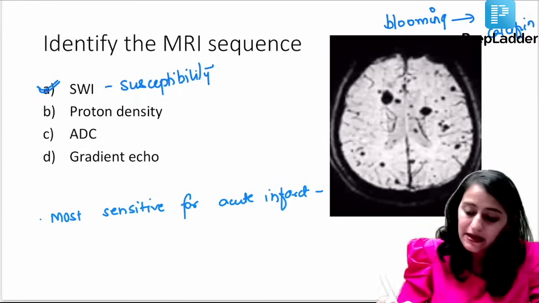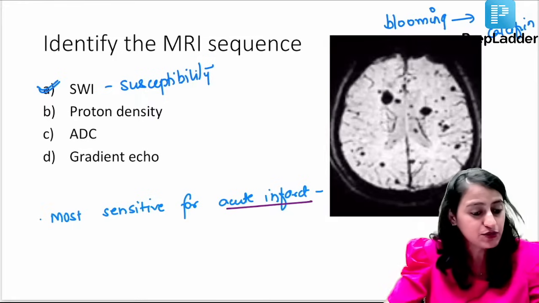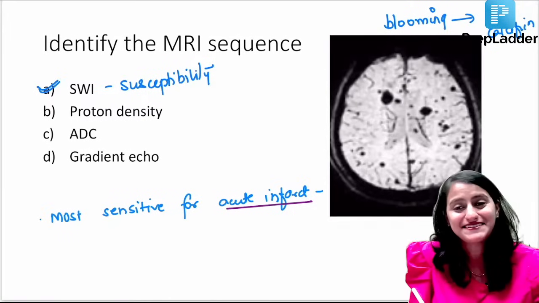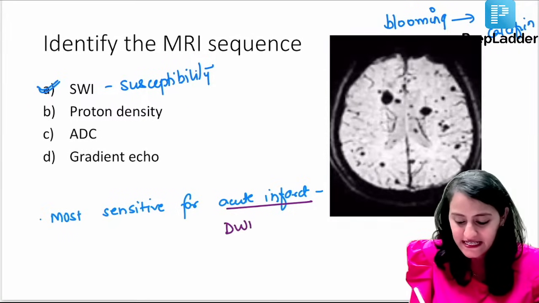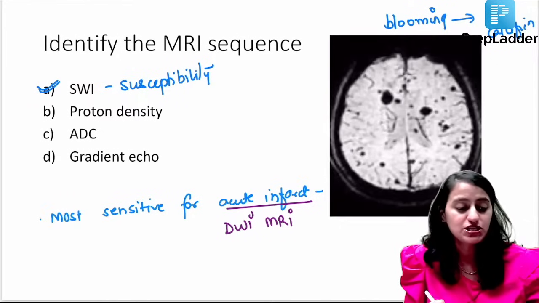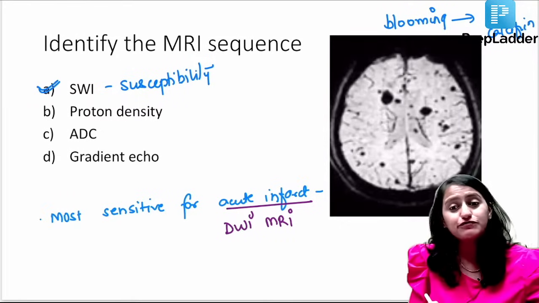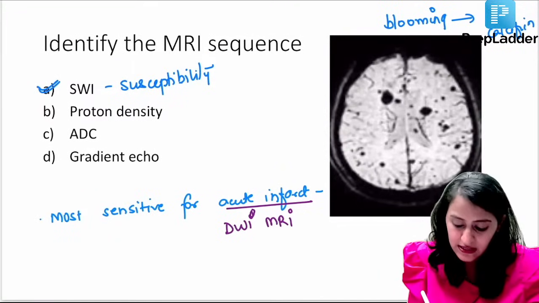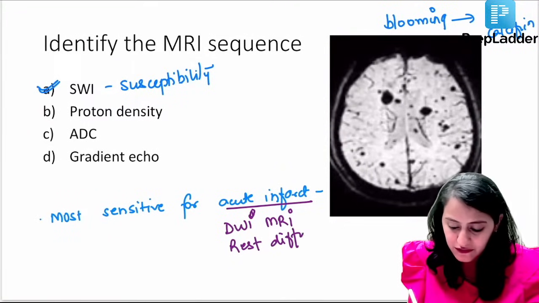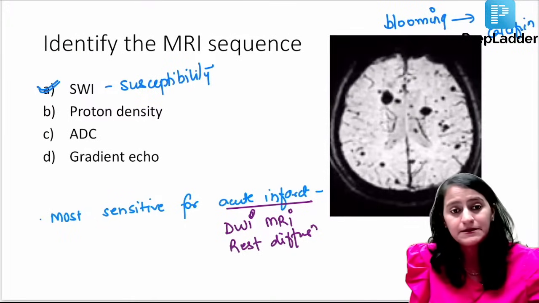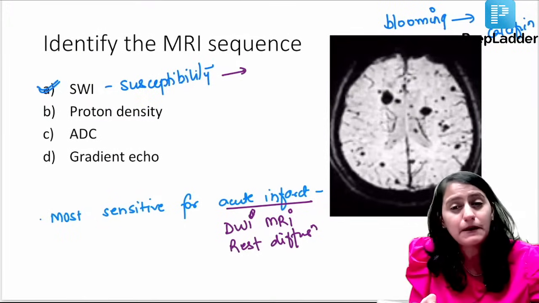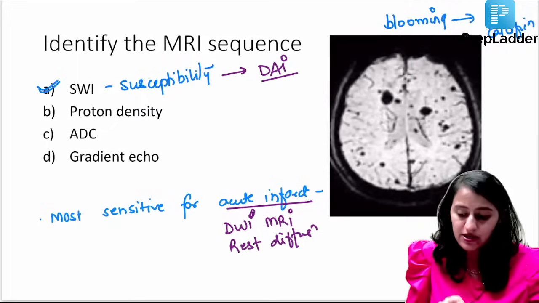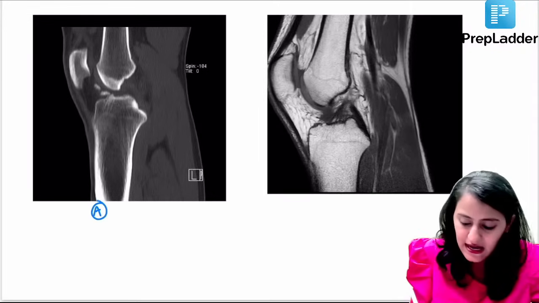What is the MRI sequence which is the most sensitive for acute infarct? For acute infarct, the most sensitive sequence is... very good, it is DWI MRI. Diffusion weighted imaging is what you do for acute infarct. DWI MRI picks up very early infarct as well. Acute infarct shows restricted diffusion. SWI is a very good sequence to pick up hemorrhages, tiny hemorrhages, like in a patient of diffuse axonal injury. Okay, diffuse axonal injury.